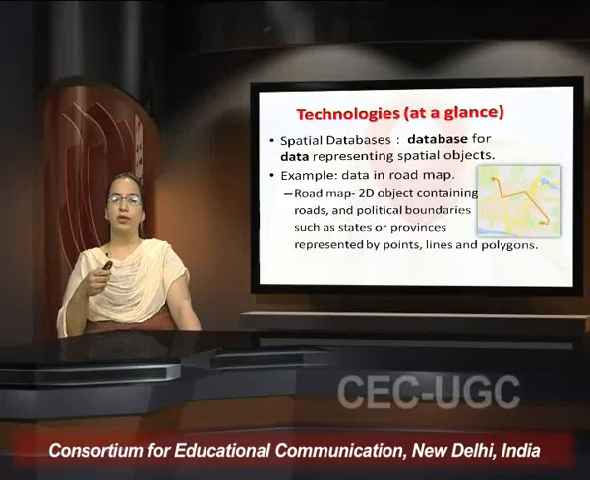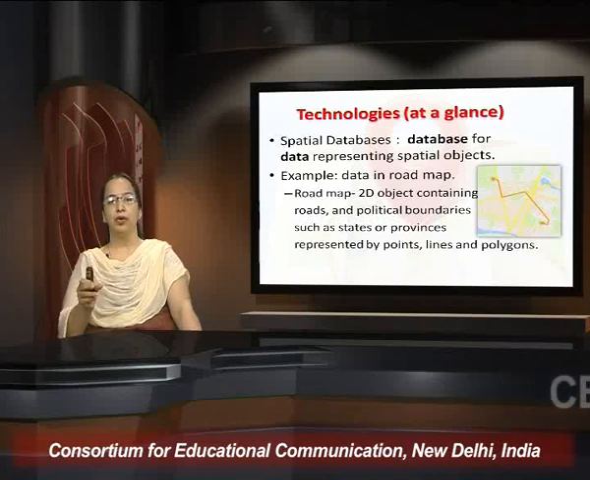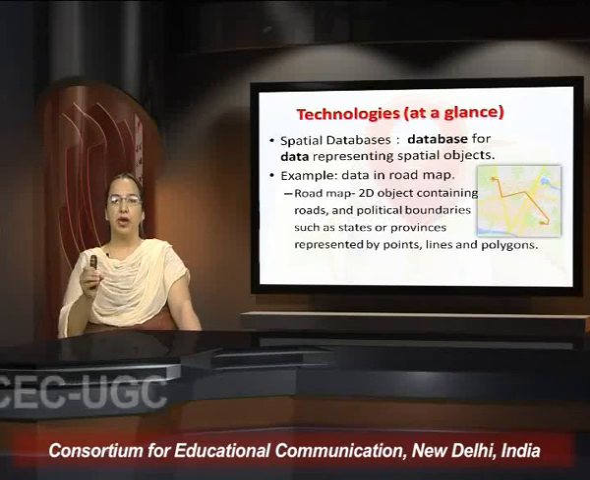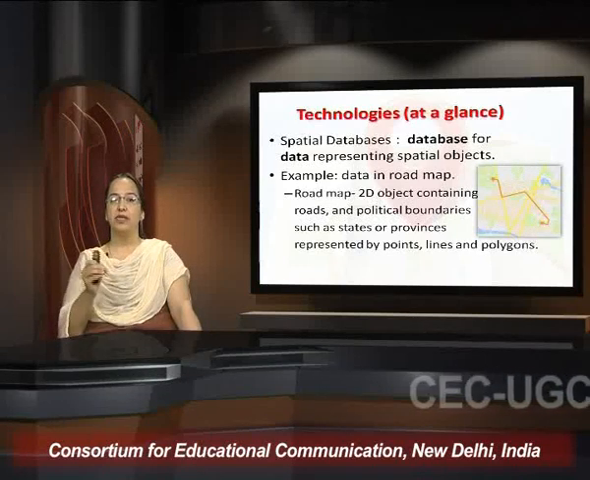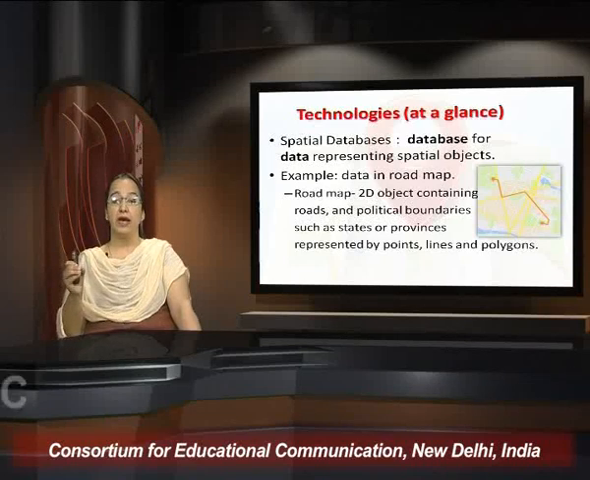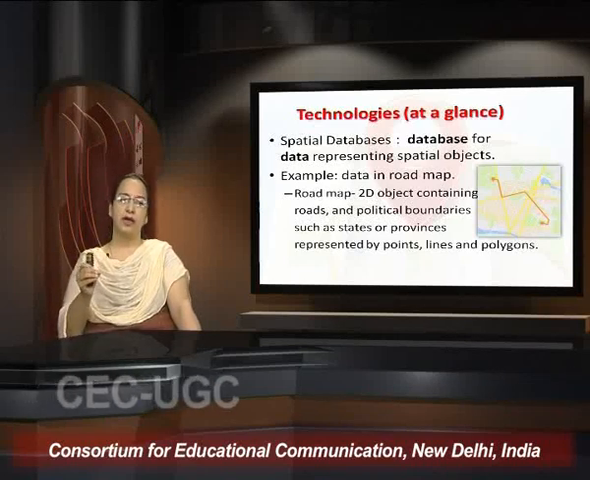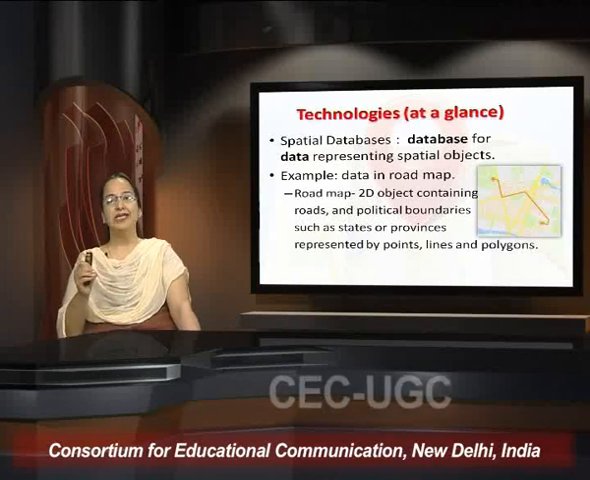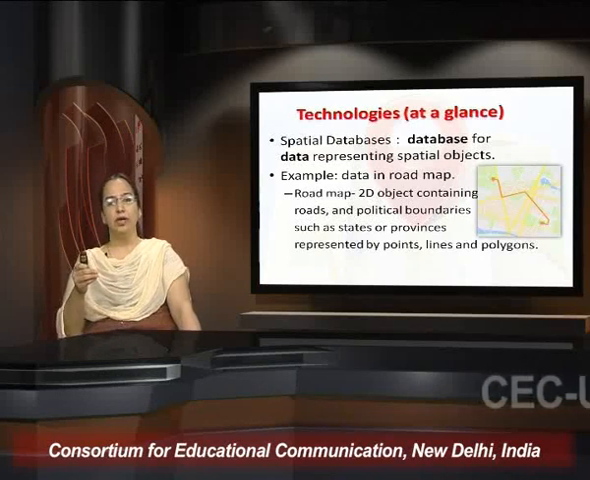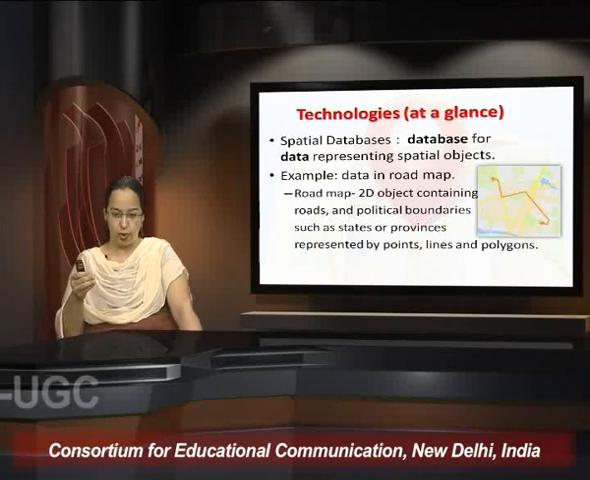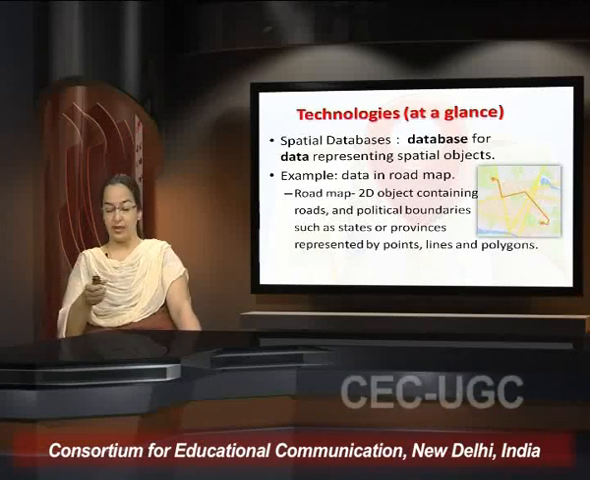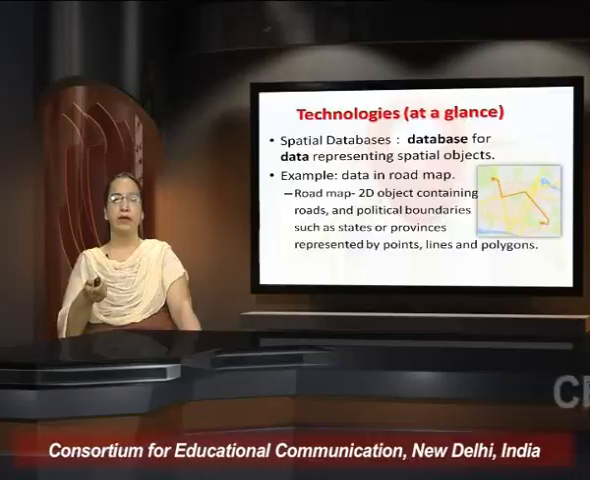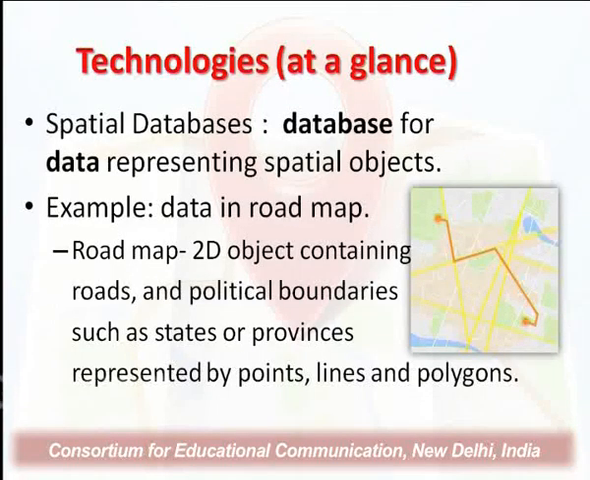So how are we going to store the data of this road map, which is containing some 2D objects? These 2D objects can be roads or political boundaries or some states or provinces, and these are represented in the form of points, lines, and polygons. So how are we going to store points, lines, and polygons into the databases? So the answer is spatial database. So spatial database is the database which helps us to store these types of data.